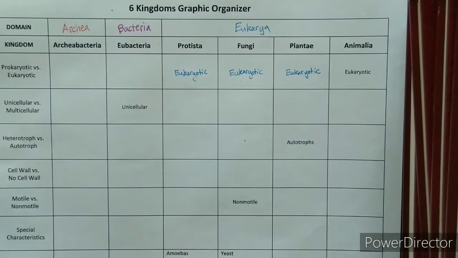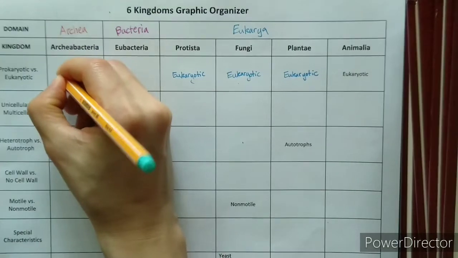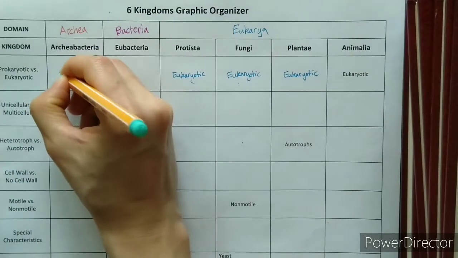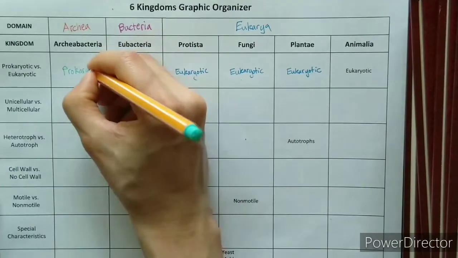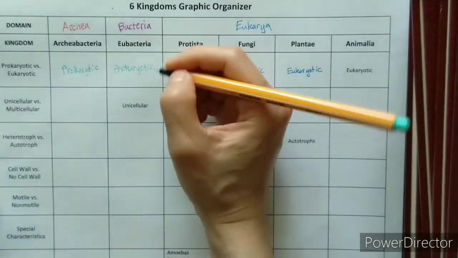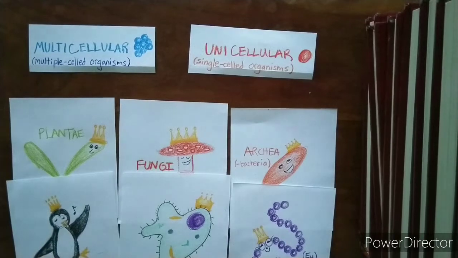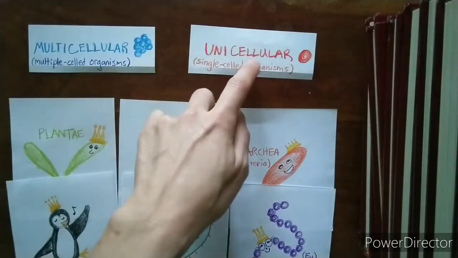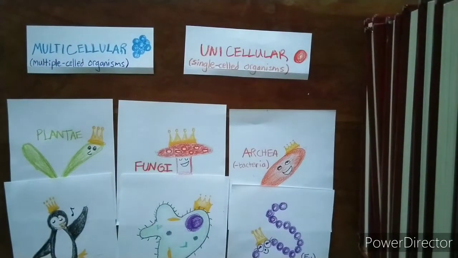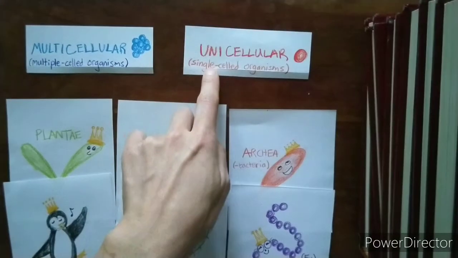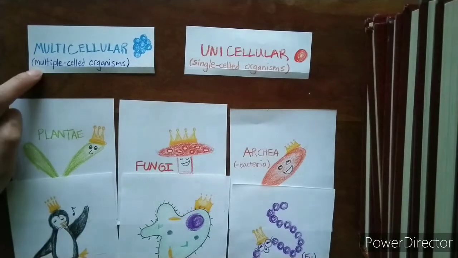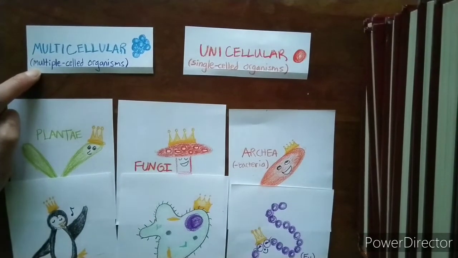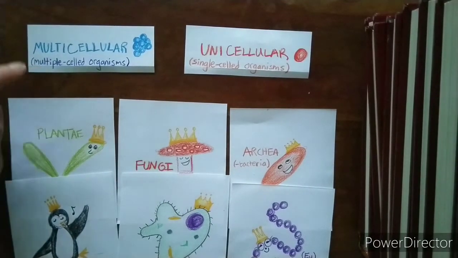On the other hand, our 2 bacteria types are going to be prokaryotic, lacking a nucleus. Next, multicellular organisms versus unicellular organisms. Unicellular meaning they only have a single cell, and that makes up the entire organism. Multicellular meaning there are multiple cells, at least 2, and most likely thousands more in the organism.